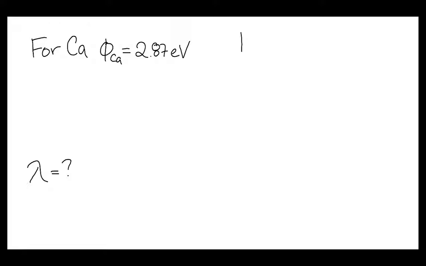In this video, we're going to go through how to calculate the wavelength necessary to emit an electron from calcium metal. Calcium metal has a work function of 2.87 electron volts. The first step is to convert electron volts into joules because it's a much easier unit to work with. 1 electron volt is equal to 1.602 times 10 to the negative 19 joules.